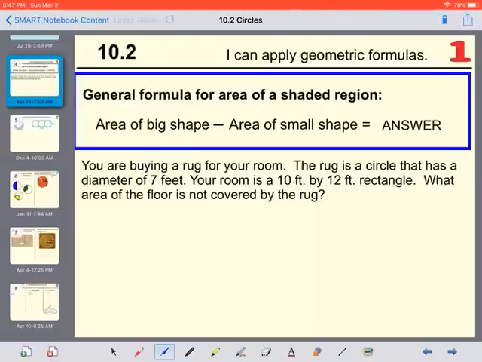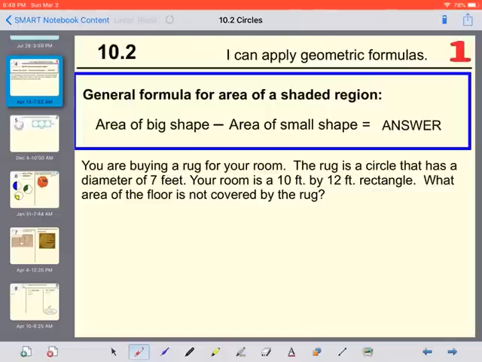All right, our second lesson, 10.2, looking at all geometric formulas. We're going to look at lots of different things today, but our general formula for the area of a shaded region or a shaded area is to find the area of the big shape and subtract the area of the small shape. Let's look at this first example, and then the next two will make more sense as well.